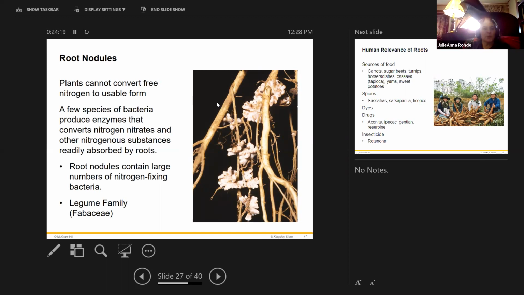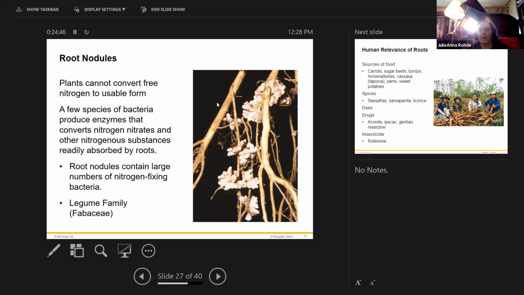And similar to but different, we have root nodules. Plants cannot convert free nitrogen, and that's nitrogen gas, into usable form. So nitrogen is an important component of our amino acids, right? When I showed you the organic structure, we're doing organic chemistry, I showed you the structure of amino acids. They all had that amine group, and that amine group was a nitrogen with two hydrogens attached. Well, nitrogen has to come from somewhere.